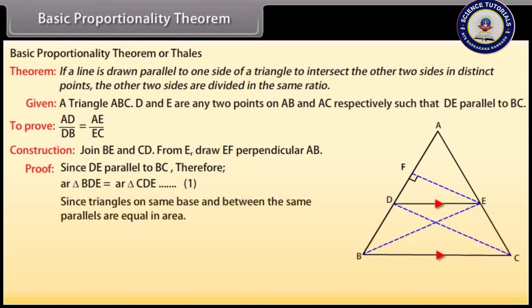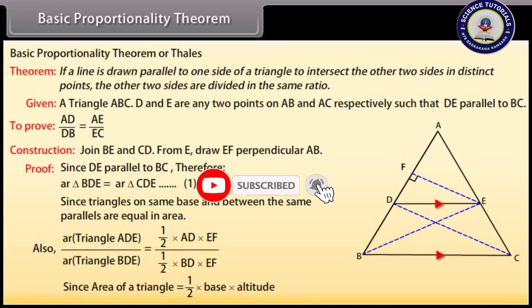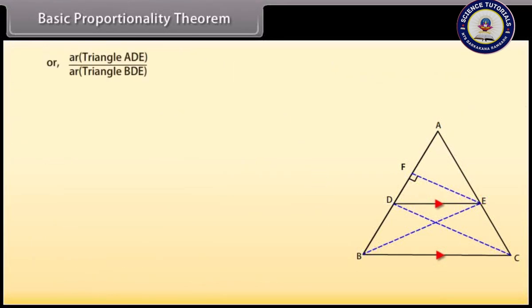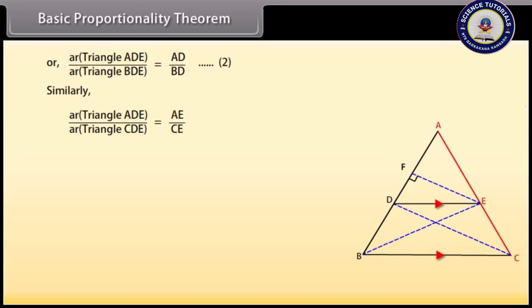Since triangles on the same base and between the same parallels are equal in area, and since area of a triangle is equal to 1/2 into base into altitude, area of triangle ADE upon area of triangle BDE is equal to AD/BD. Mark it as 2. Similarly, area of triangle ADE upon area of triangle CDE is AE/EC. Mark it as 3. From 2 and 3 we have AD/BD = AE/EC. Hence proved.